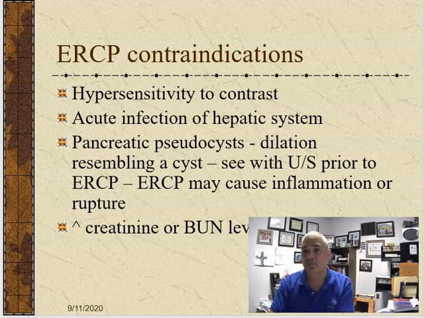But sometimes that tissue can be really thin, and if we get in there and push contrast and increase the pressure even more, then we can actually cause one of those herniations to rupture, because they're already under a lot of strain. And if a patient has an elevated creatinine or BUN level, well, we're using iodinated contrast, so we have to be careful of that.